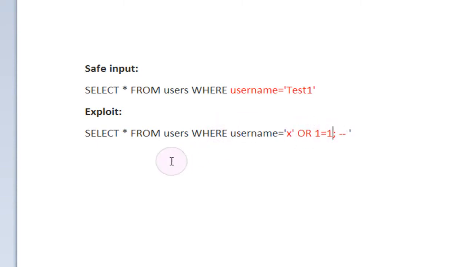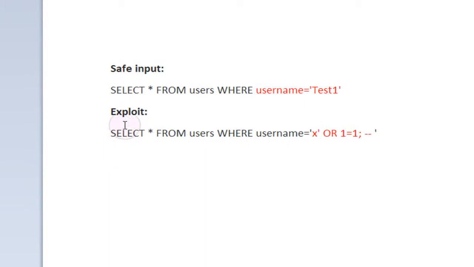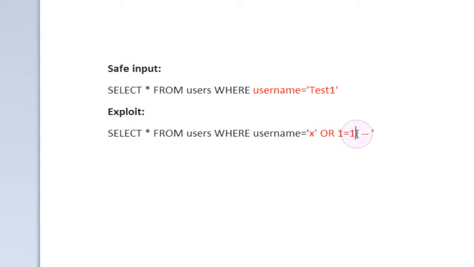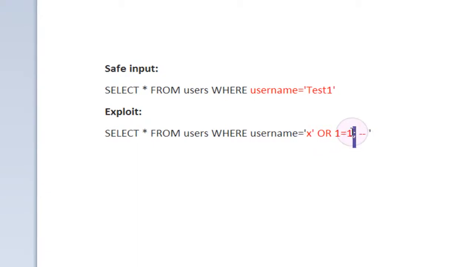So now if we take a look at the query as a whole, what's happening now is it's selecting from the users table where the username equals x or 1 equals 1. Now because 1 equals 1 is always going to be true, no matter what, that means instead of just selecting where username equals x, it's going to select every single user in the table, because 1 equals 1 is always going to be true, and that kind of negates our where username equals x right here. Then we have a semicolon, which just tells SQL that that's the end of this command.